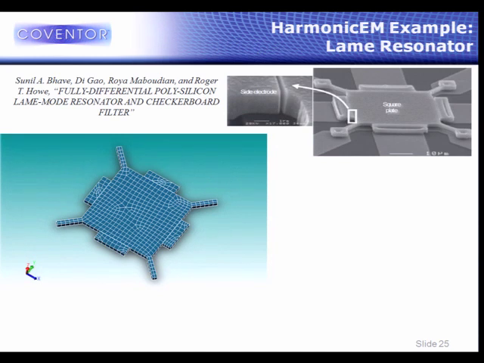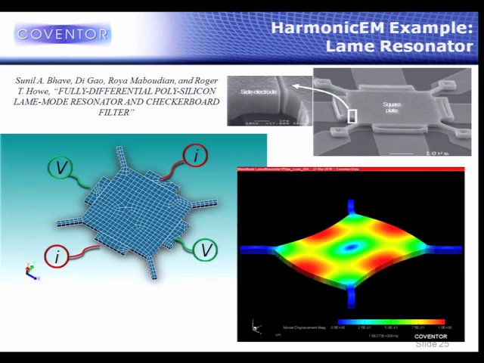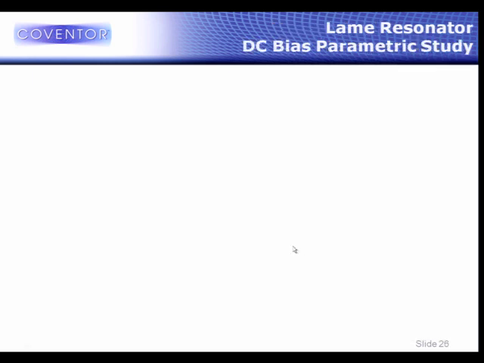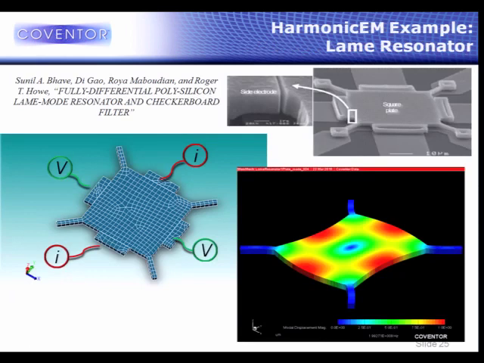Here's a little more complicated example, a Lamé mode resonator, which we apply voltage on one pair of electrodes. We expect output current on the other. This is going to oscillate. Maybe it'll oscillate. I guess not. All right, so it's a breathing mode. These sides go in and out. This one, it's kind of a breathing type structure.